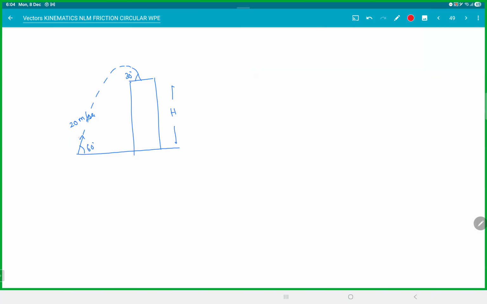Initially the speed is 20. Let the speed when it lands be v. We know u cos 30 is equal to v cos 60. Kinematics: the horizontal velocity is constant. So indirectly, u cos 60 is equal to v cos 30. So v is 20 by root 3.